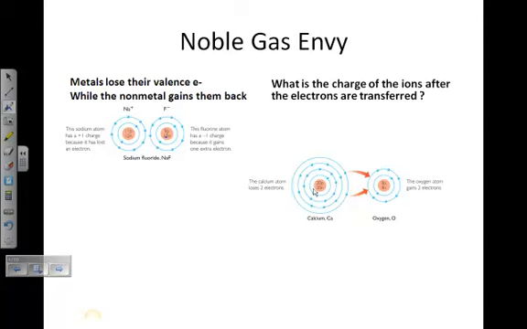Now, you can see this one, calcium, has 2 outer electrons. What's going to happen? They're going to transfer over to oxygen. This way, calcium will have a filled outer shell, and oxygen will now have a filled outer shell. What is the charge? Well, calcium will have 20 protons and 18 electrons, which gives a 2+ charge. Oxygen will become the oxide ion with 8 protons and now 10 electrons since it gained 2 electrons, so it will have a 2- charge.